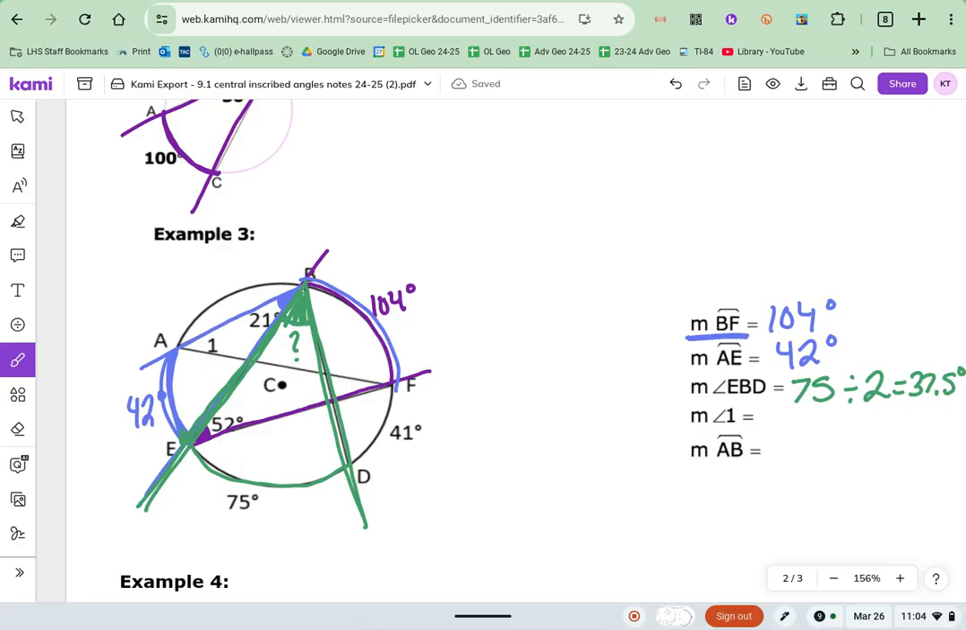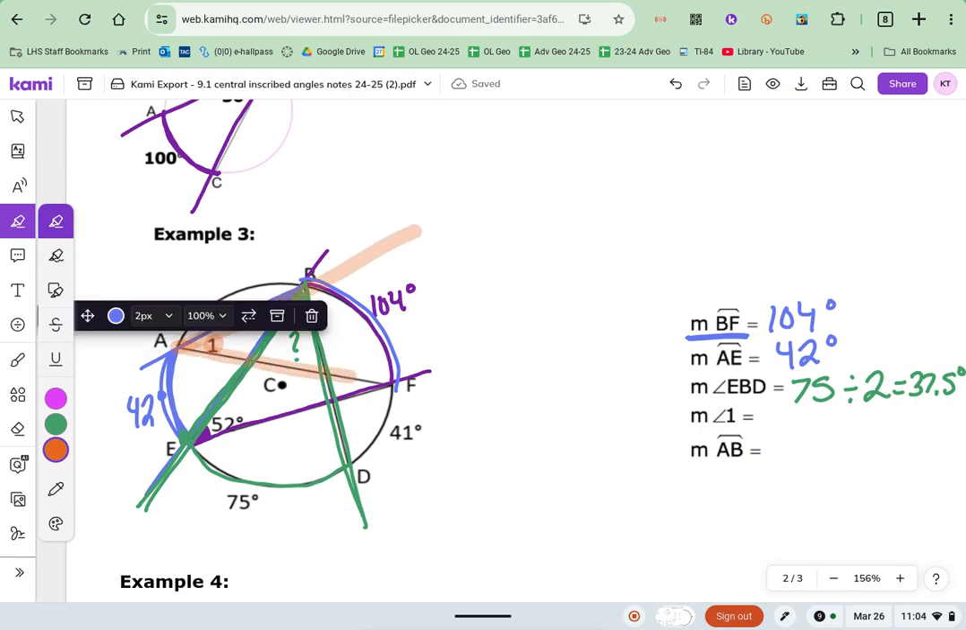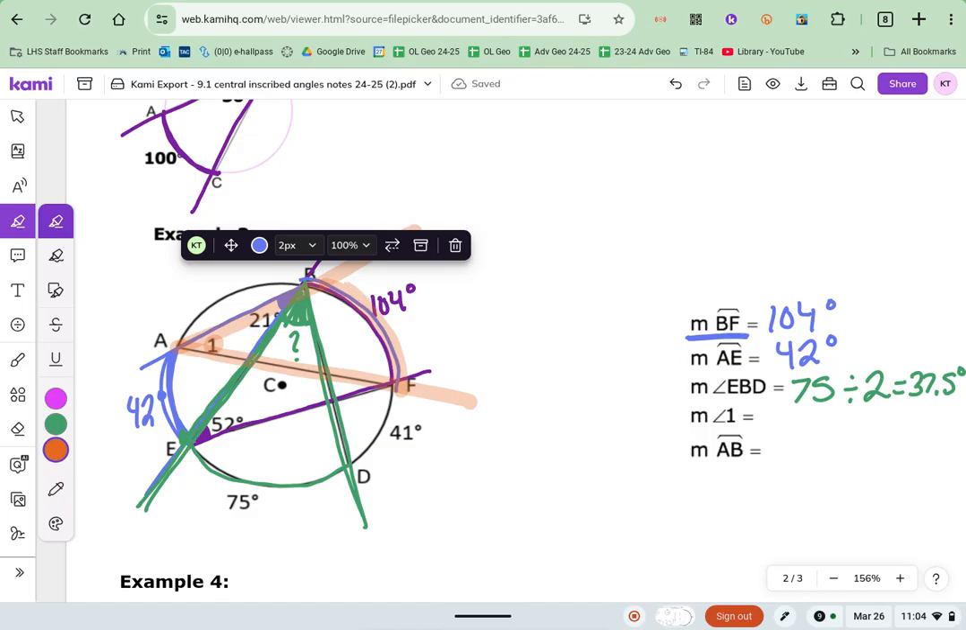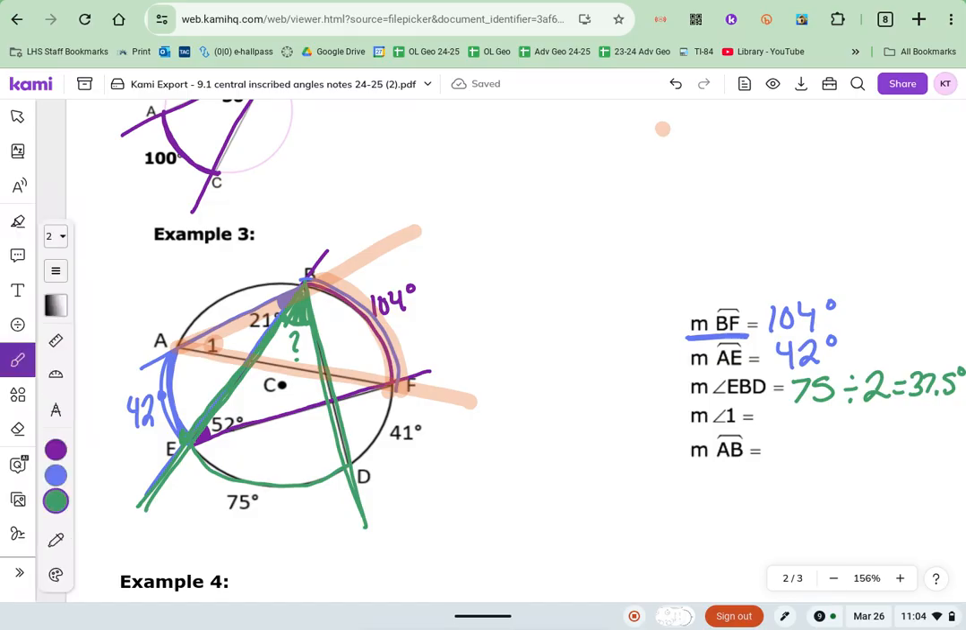I think we're going to have to do the same thing for angle 1. Yeah, so angle 1's right here. So if we trace his angle arms out like this, angle 1 is catching that 104 degree arc. So for inscribed angles, the arc is double the angle, the angle is half the arc. So we're going to do 104 divided by 2 to get 52 degrees for angle 1.